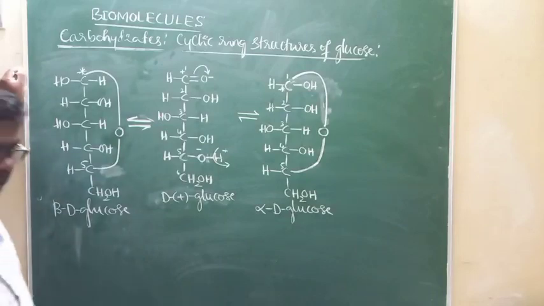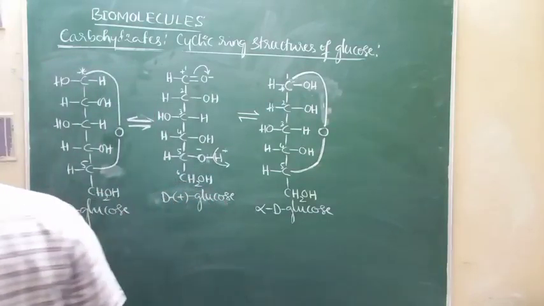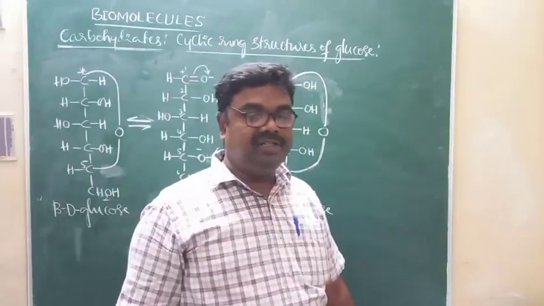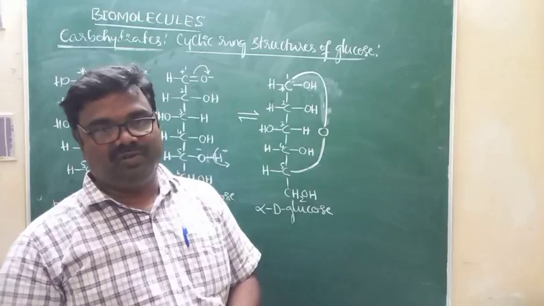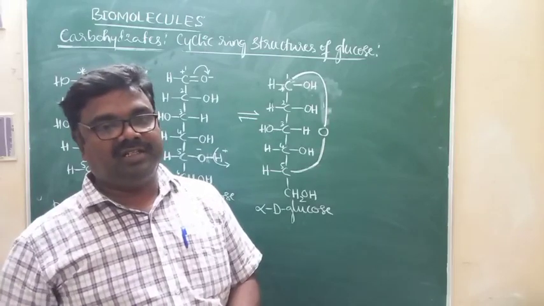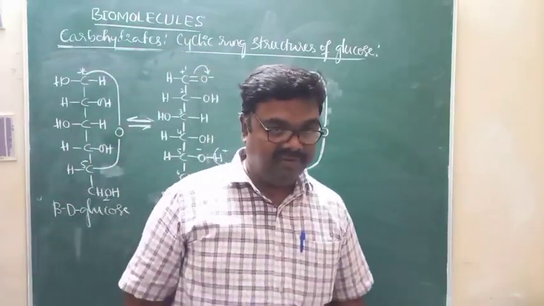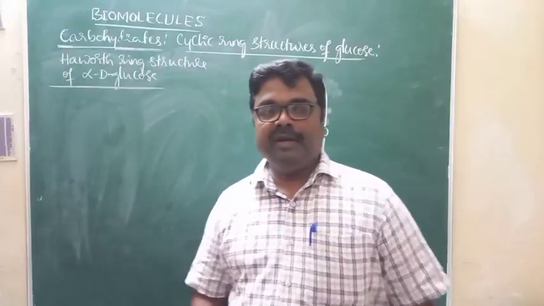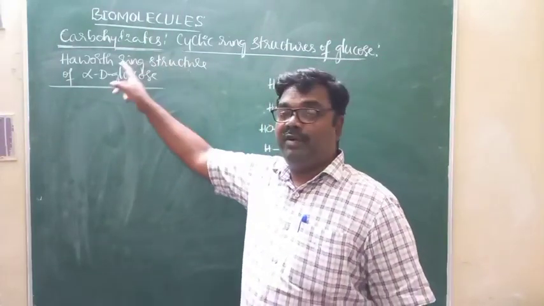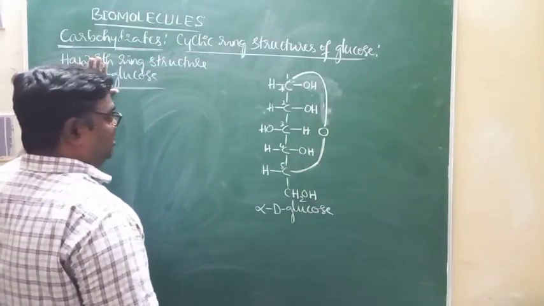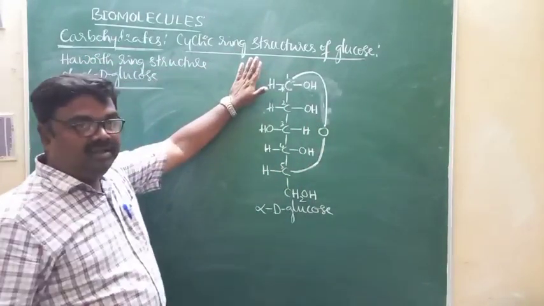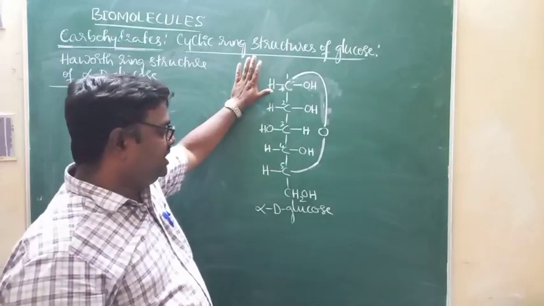Now at this moment, I can make use of this particular Fischer cyclic ring structure in order to write Haworth structures of glucoses, right? We'll see one by one. Let me write the Haworth ring structure for alpha D glucose. In order to write the Haworth ring structure for alpha D glucose, I can make use of the cyclic ring structure of alpha D glucose.